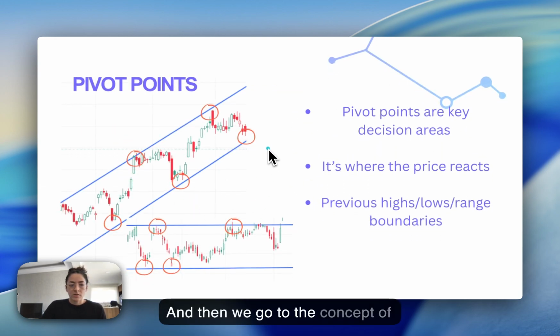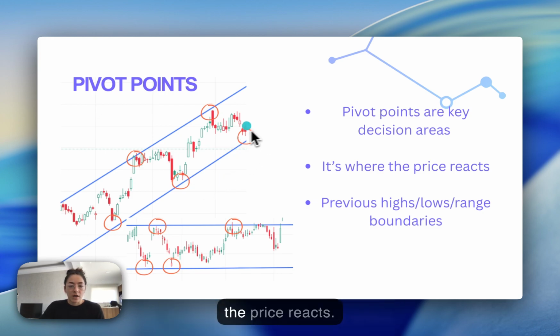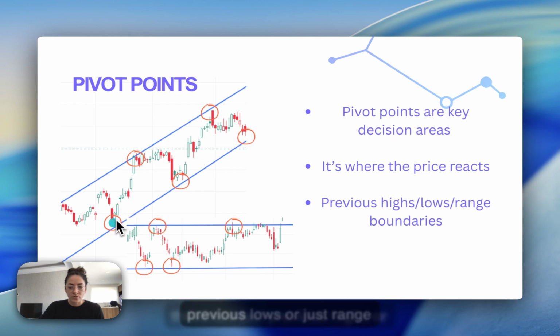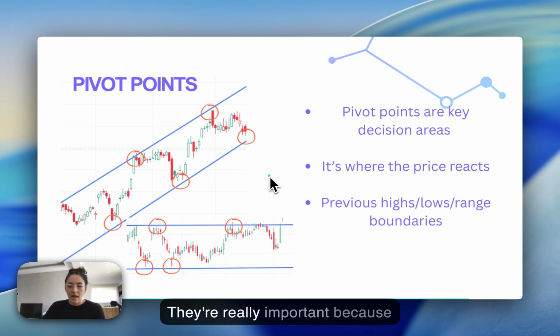And then we go to the concept of pivot points. Pivot points are decision areas. They're key decision areas. You can see them here in the circles. Those key pivot points are where the price reacts, and are the pivot points that allow us to draw these lines, creating an upward, for example, here channel, or a sideways one. So these are just previous highs or previous lows or just range boundaries. They're really important because they help us to draw trend lines.